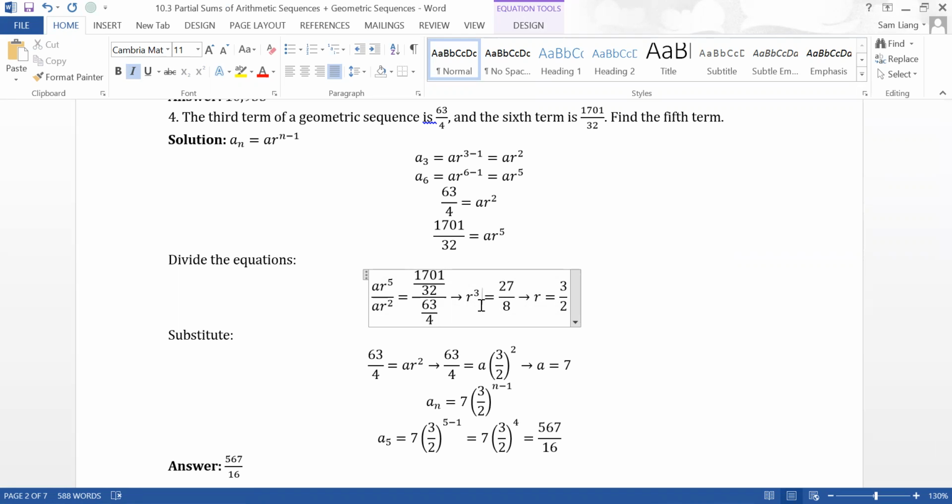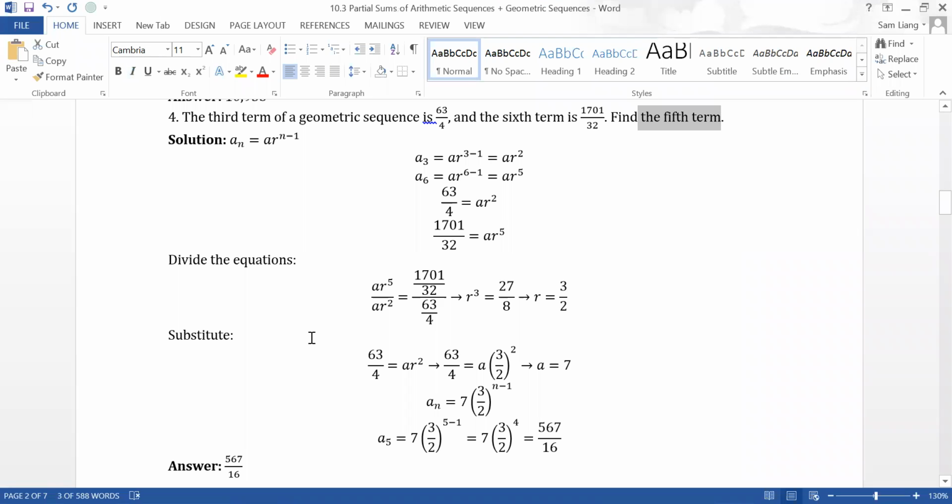We multiply by 1.5 or 3 over 2 to each number. So we know what the common ratio is. R is equal to 3 over 2, but we still don't know what a is, right? We don't know what the first term is, which we need to solve in order to get the fifth term.